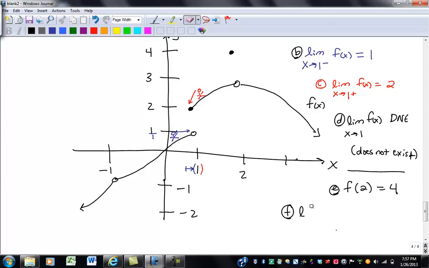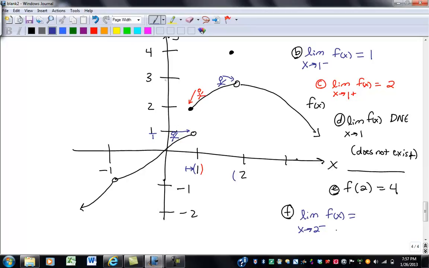Let's write this in a different color. How about blue? The limit as x approaches 2 from the left of f of x. And that's what the little negative sign means, from the left. So I need to stand a little bit to the left of 2 on the graph and walk towards the number 2.